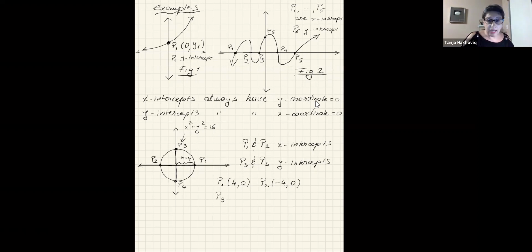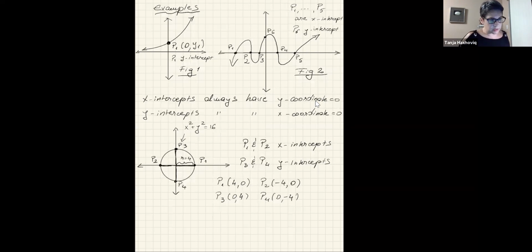P3 and P4 both lie along the y-axis, so their x-coordinate is 0. And both of them are vertically 4 units away from 0, one up and one down. The one that is up should be positive 4, the one that is down should be negative 4. So given a graph, it's not difficult to identify where the x and y intercepts are, given that you already have the graph.